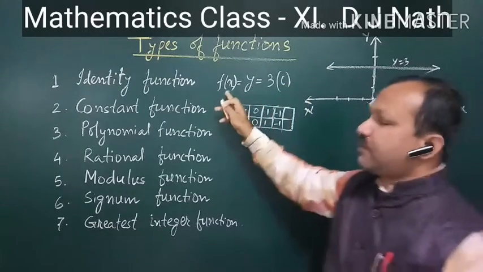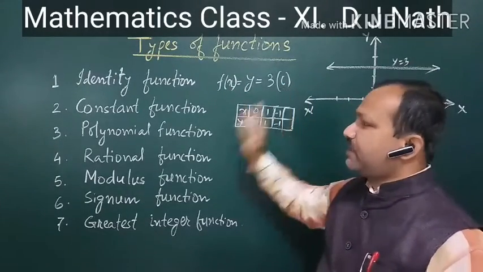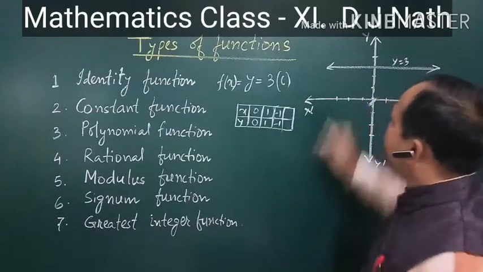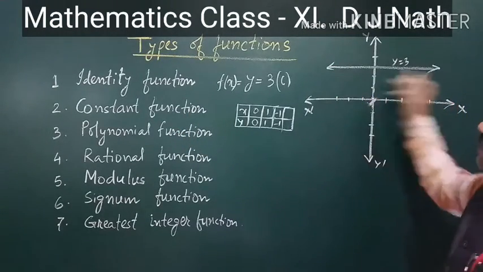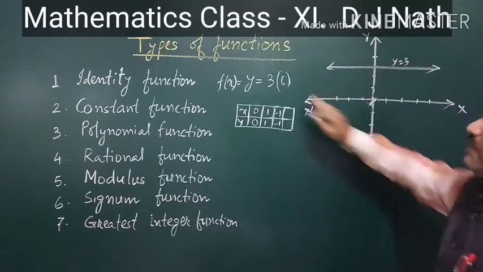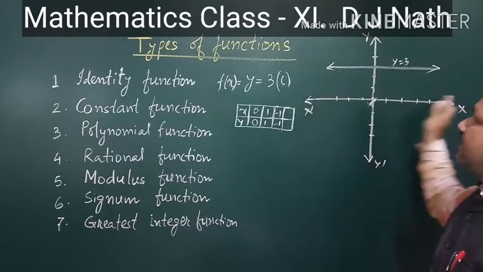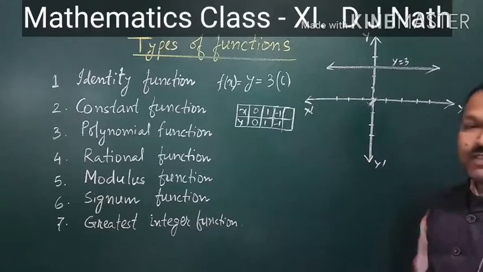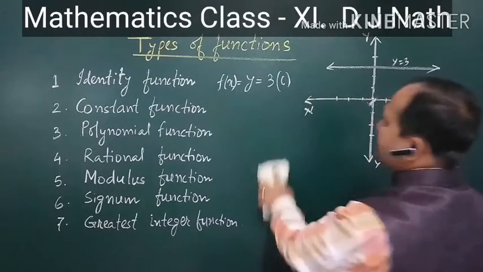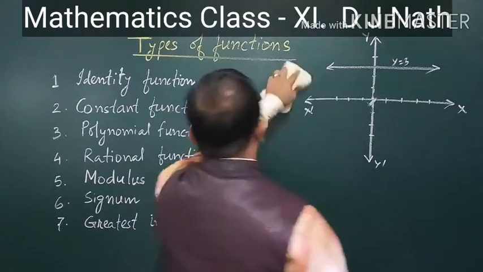If a function is of this kind, f of x equal to a constant, then it is called a constant function. It will be a line parallel to the x axis, whatever the constant is. So it is a constant function. Got it clear?